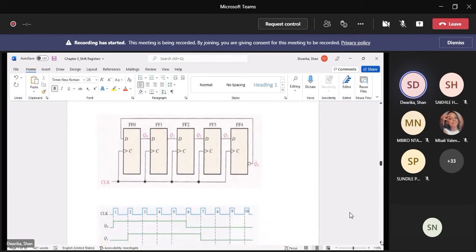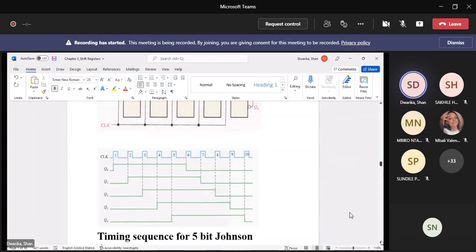Okay, so in this schematic diagram, you can see you have 5 bits of information from the Johnson counter, and the not Q output of Q4 is fed into the D input of flip-flop 0. Okay, and from that waveform diagram, you can see that all the highs represent the ones, and that, according to the truth table, forms a similar pattern.